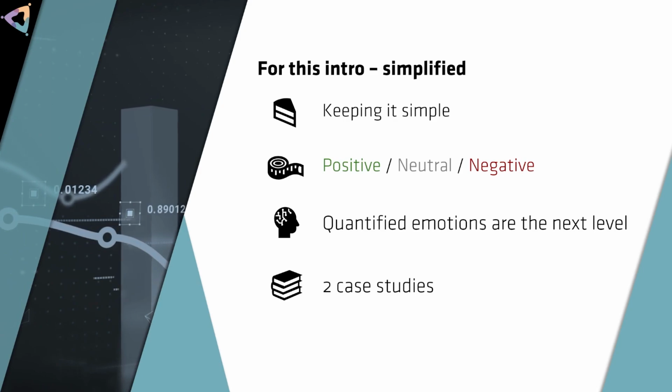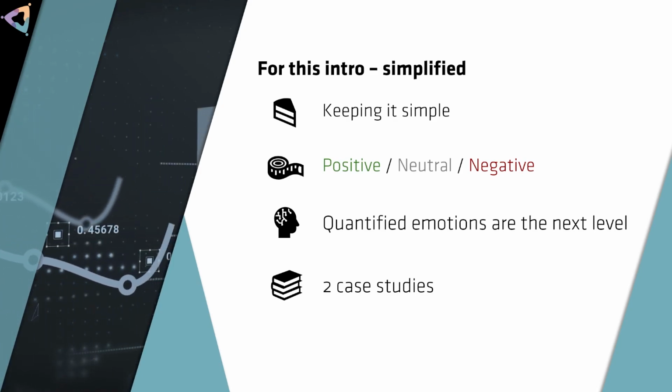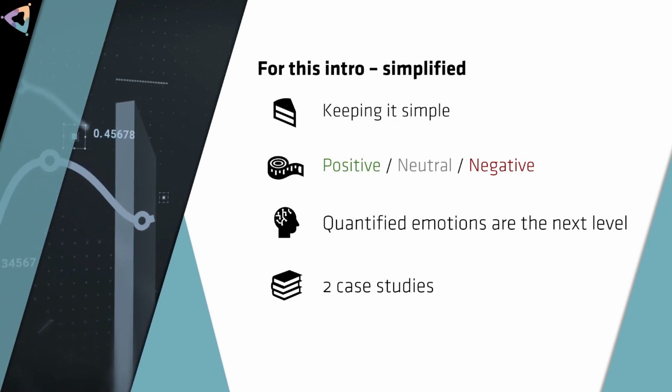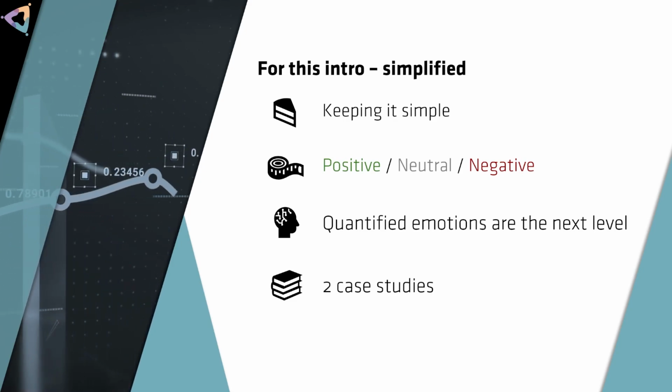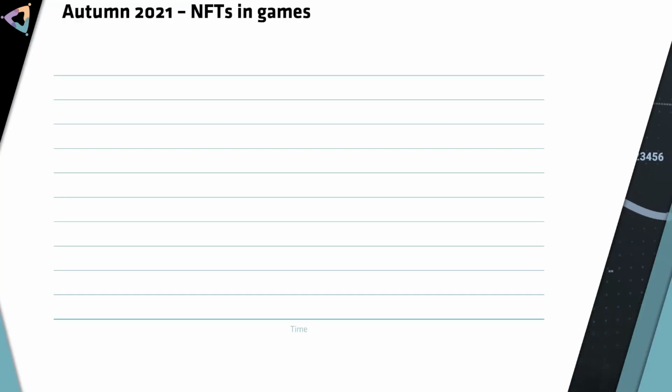I'm going to use two case studies to help you understand sentiment a little bit more, how to think about sentiment, and ultimately why it matters and why it is important to track these things. In the first case study, we find ourselves in autumn of 2021, which was the time when NFTs and crypto started to push a little more into the mainstream gaming world, and that provoked quite a lot of conversation and even controversy. This is what we're going to look at first.